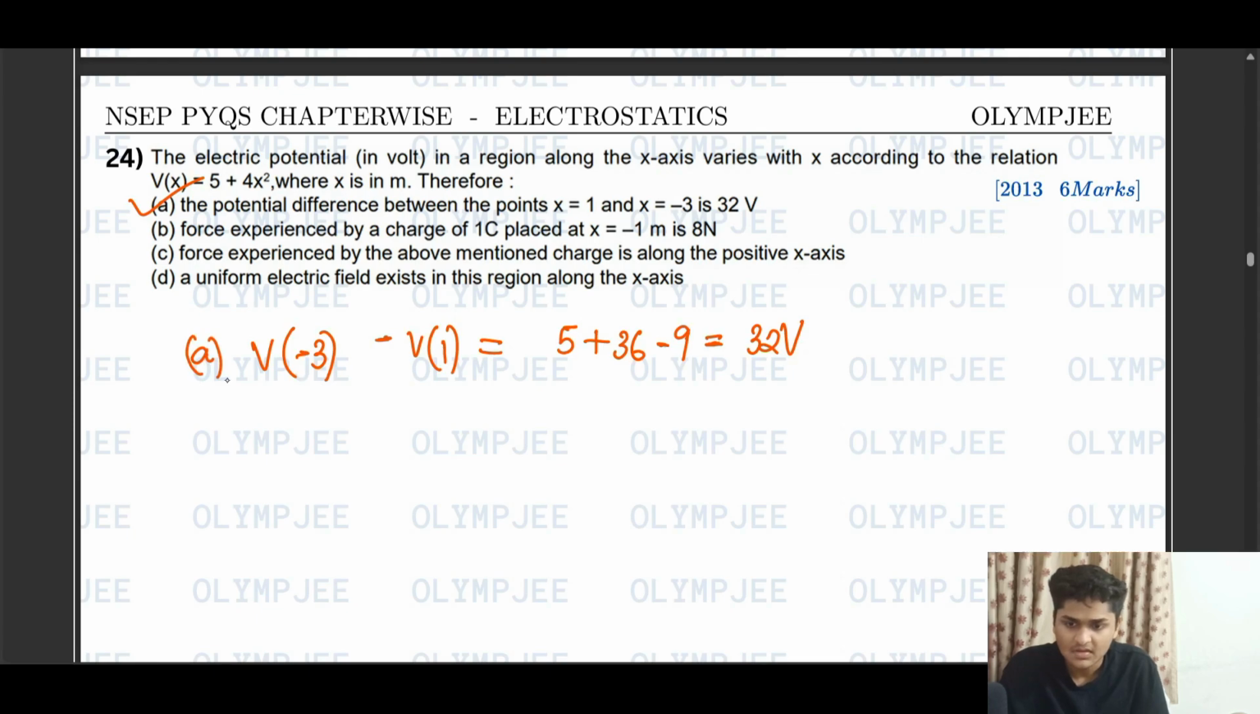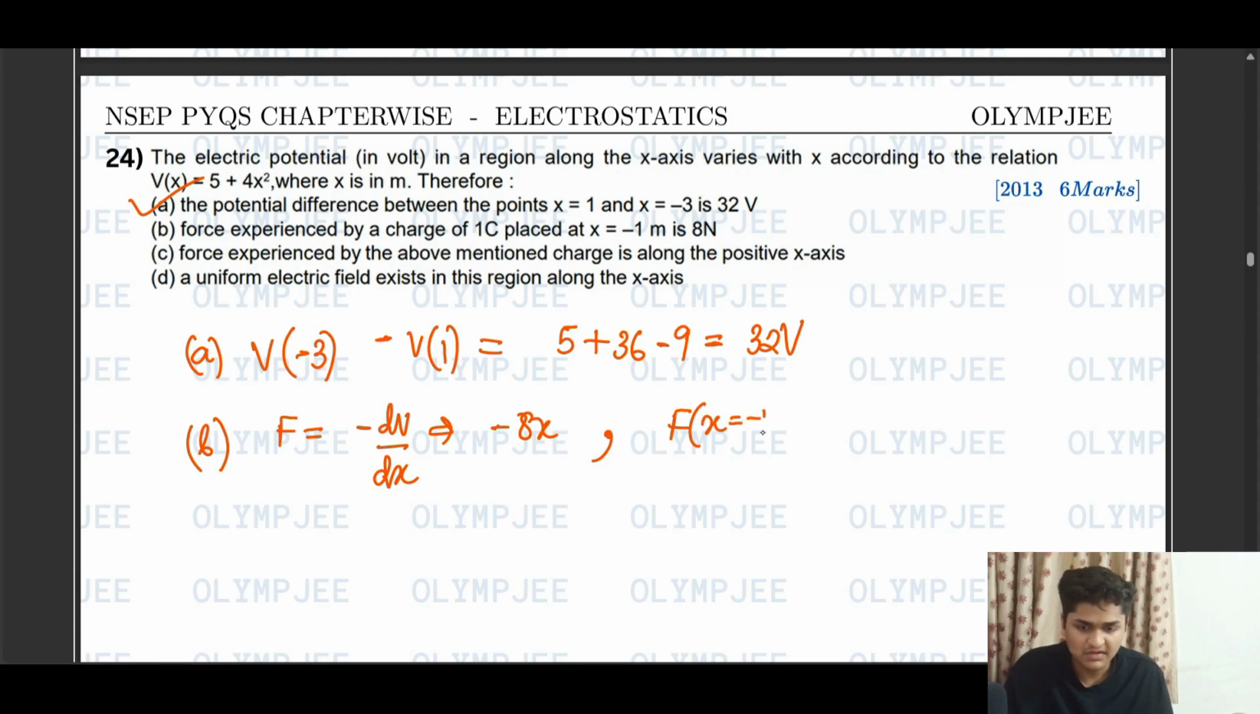The force experienced by a charge of 1 coulomb placed at x equal to -1 is, so force is given as minus dV by dx. So this will become minus 8x. So force at x equal to -1 will be 8 Newton. So B is also correct.